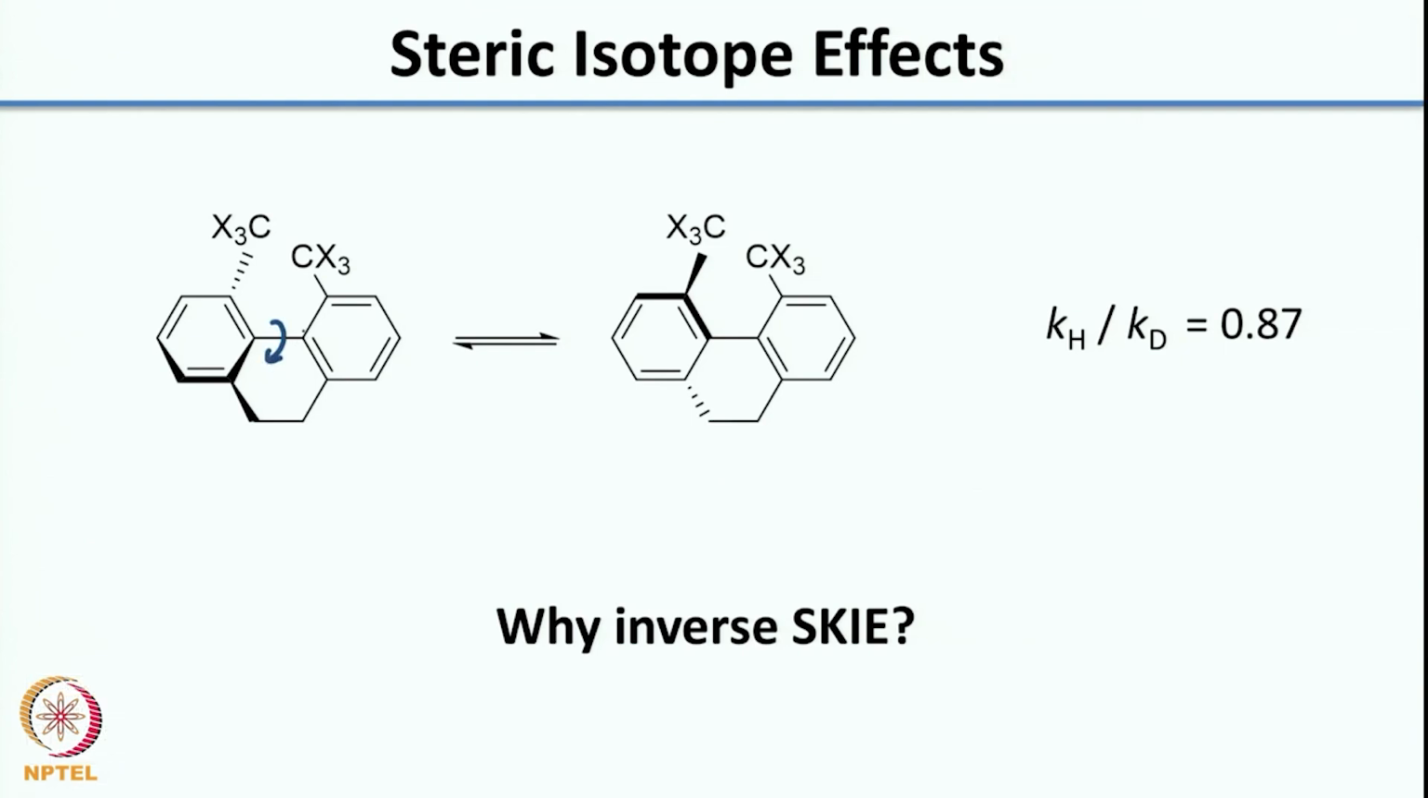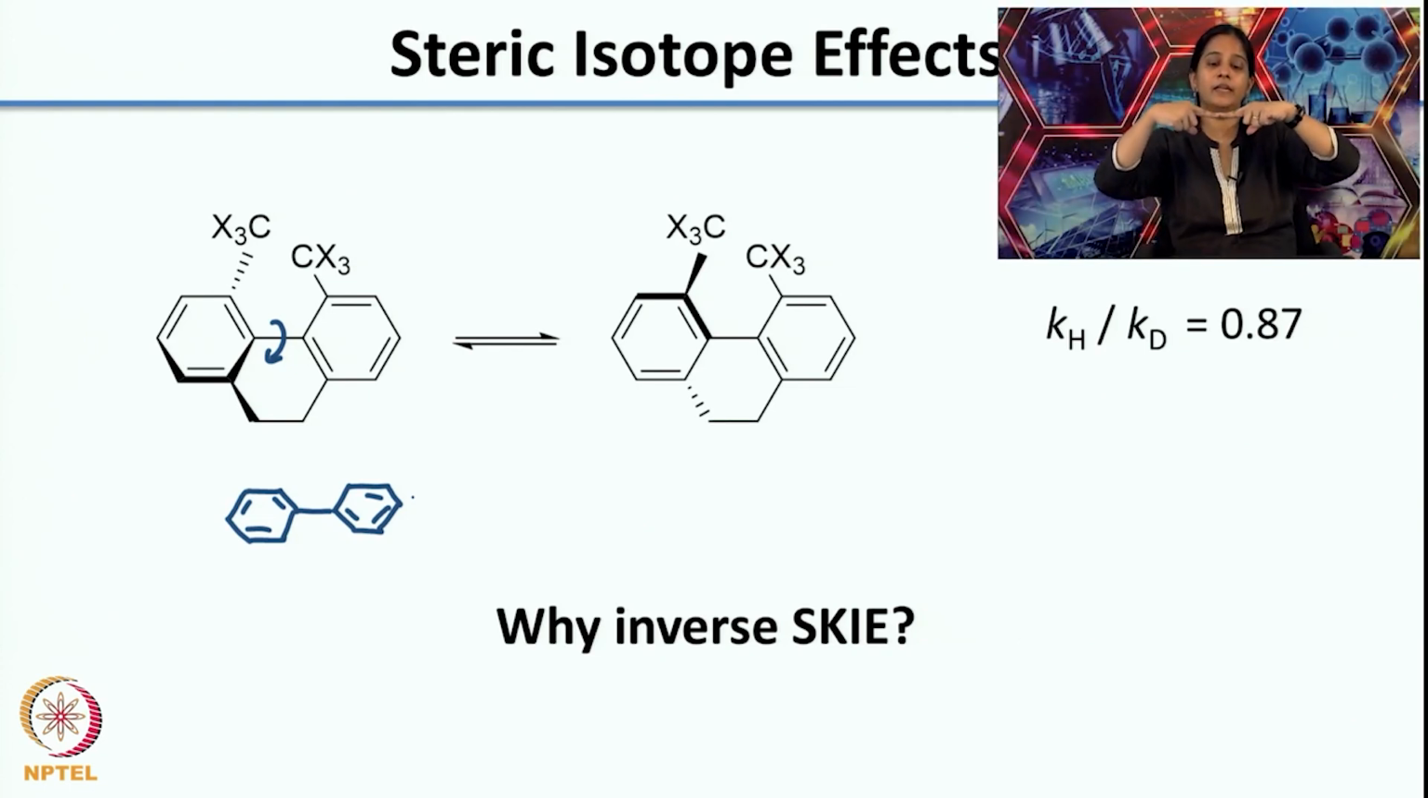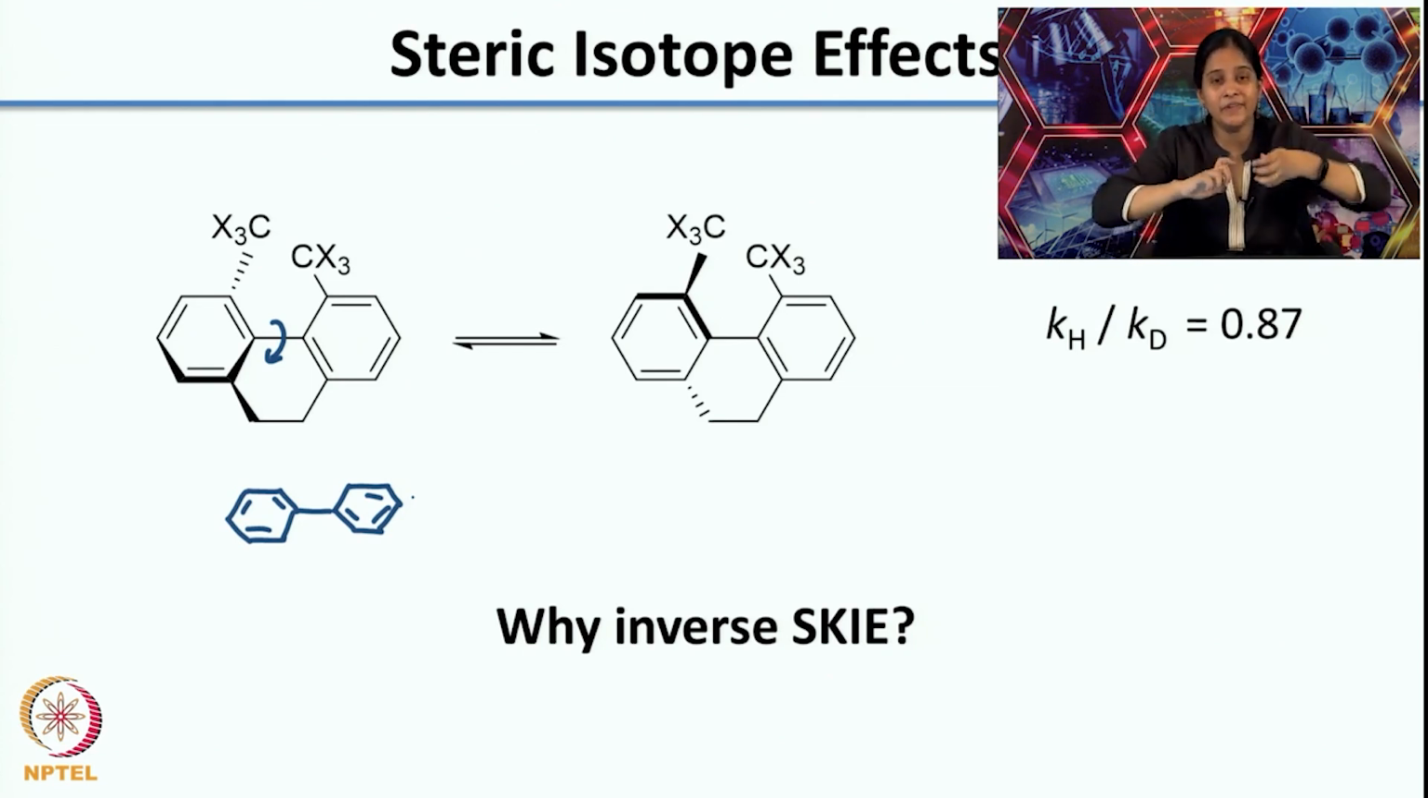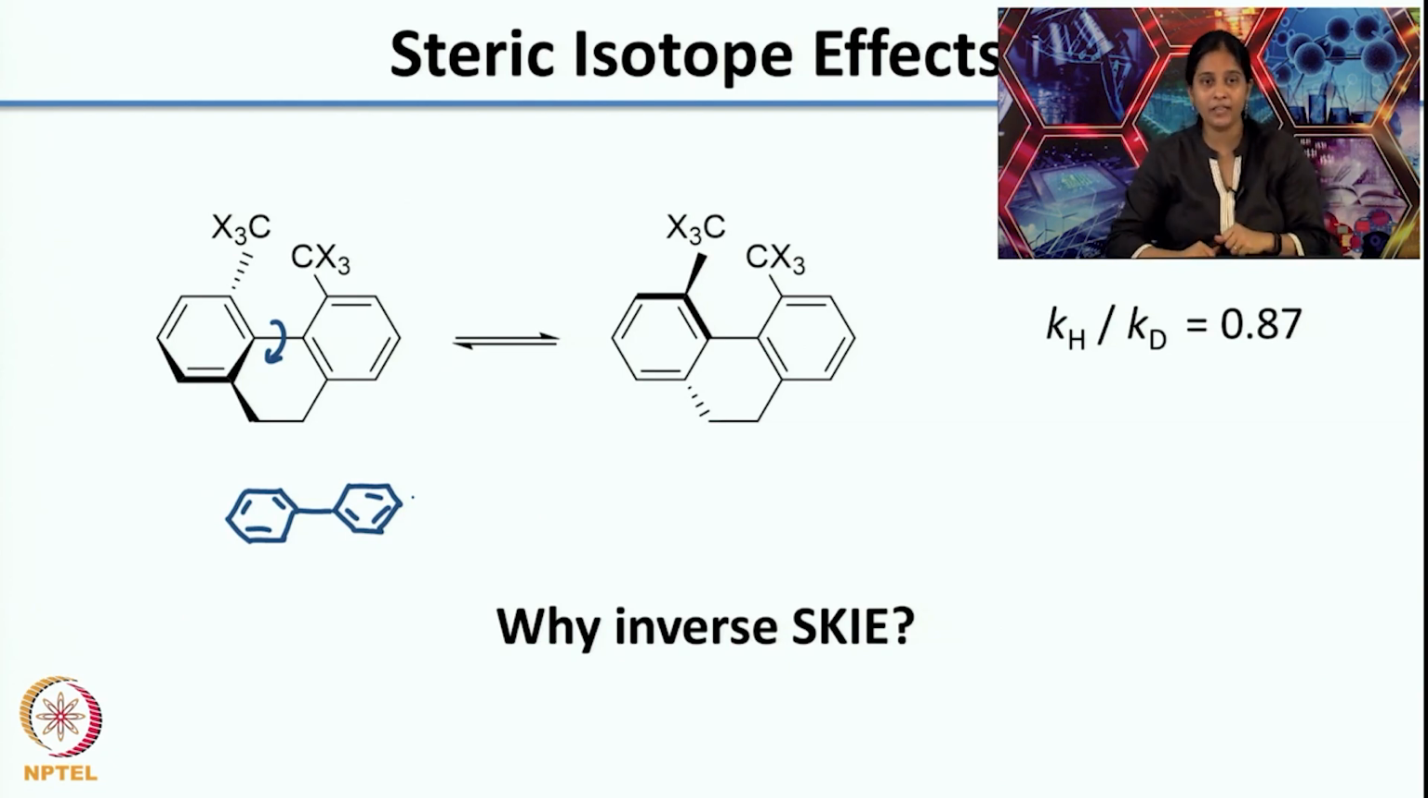Now what you see is if you have a biphenyl system, you can imagine the two phenyl rings connected by a single bond. The single bond has free rotation, so it rotates very easily. But in this case we have restricted the rotation by interlocking the molecules. Because the two aromatic rings are now interlocked, you have restricted rotation.